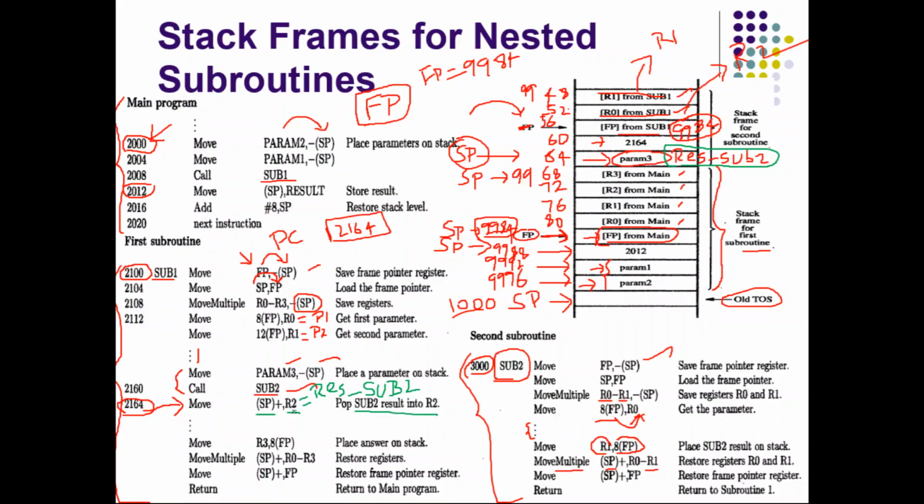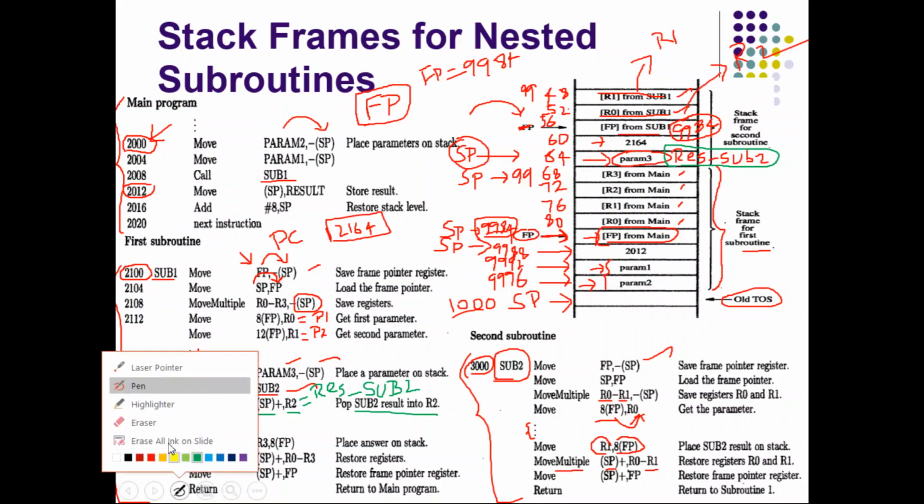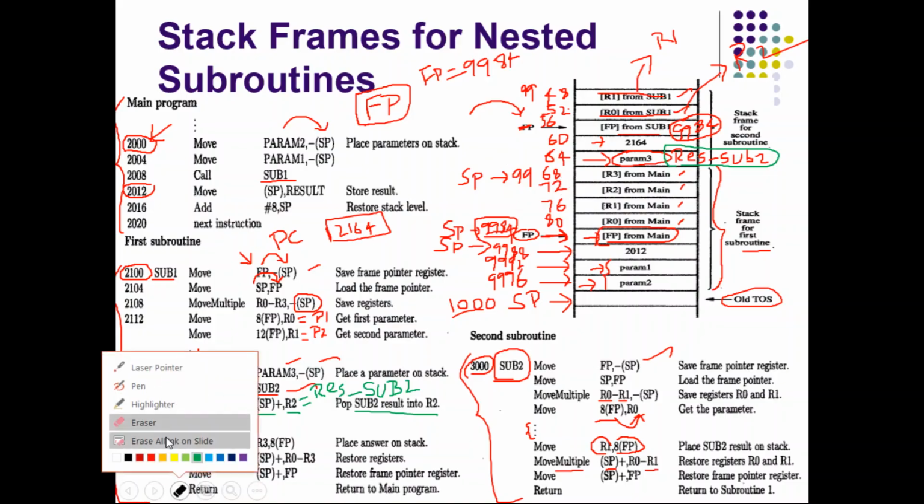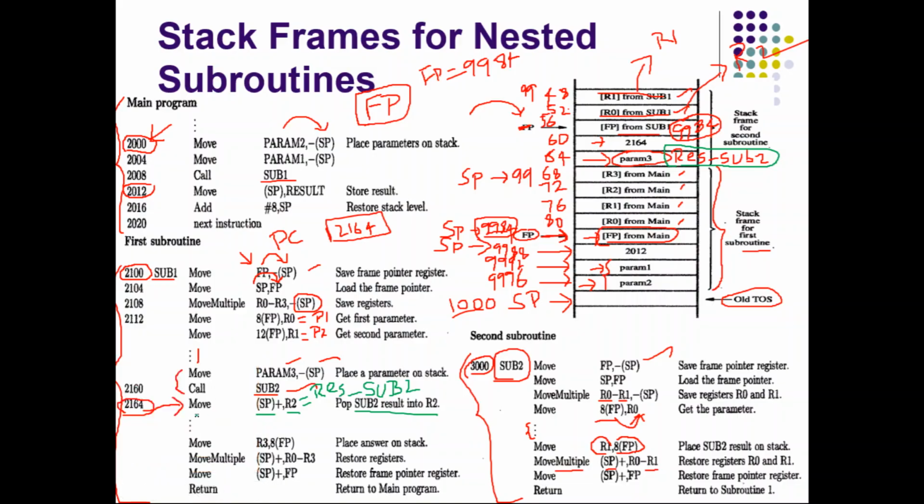Again SP will increment after popping. So now SP will point to 9968. Fine. Then subroutine 1 is performing its job, whatever its job is, and finally subroutine 1's result is stored in the register R3.